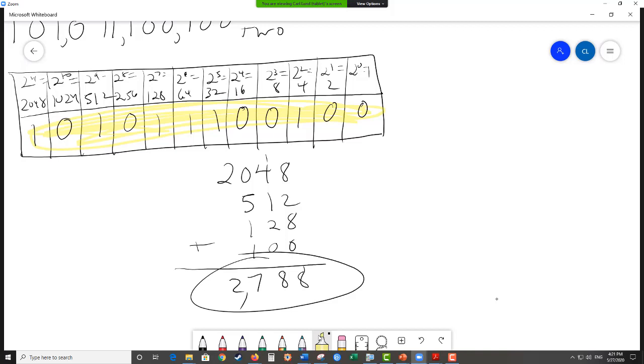This same approach is used for every other base. If we were doing base 8, we could have digits from 0 to 7, and our place values would be 8 to the 0, 8 to the 1st, 8 squared, 8 cubed, 8 to the 4th, 8 to the 5th, and so on.